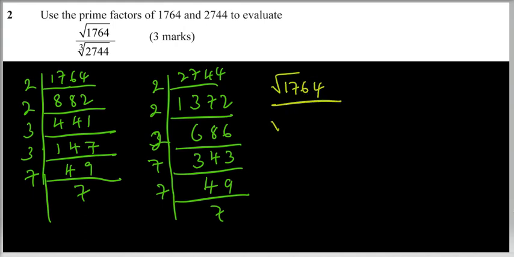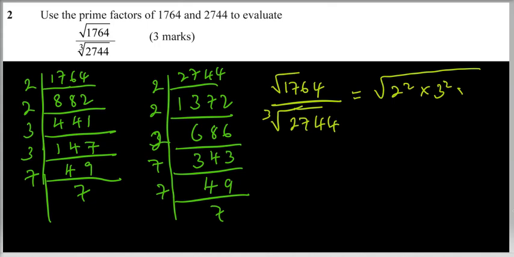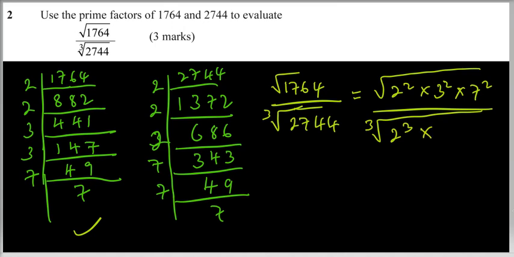1764, divided by the cube root of 2744. We write now this in terms of the prime factors. If you look at the prime factors of 1764, we have 2 squared multiplied by 3 squared, multiplied by 7 squared. We divide, that is we are reading from here. We get the cube root of this. This will give us 2 cubed multiplied by 7 cubed.